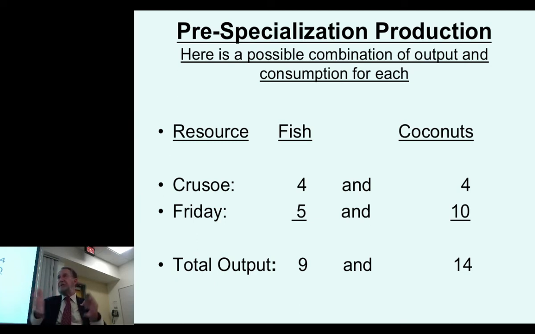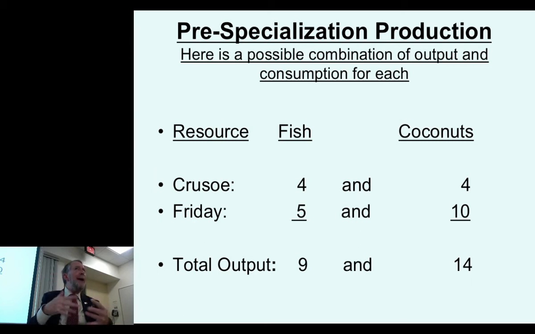In each case, I chose to split the day in half. So Friday produces and consumes 5 fish and produces and consumes 10 coconuts. If I look at them as a society, although right now they're separated and can't trade, the total output of fish would be 9 fish, and the total output of coconuts would be 14 coconuts. So if they allocate their resources as we've indicated here, that's the amount you could produce, 9 fish and 14 coconuts. But now I want to take into consideration opportunity cost and comparative advantage.